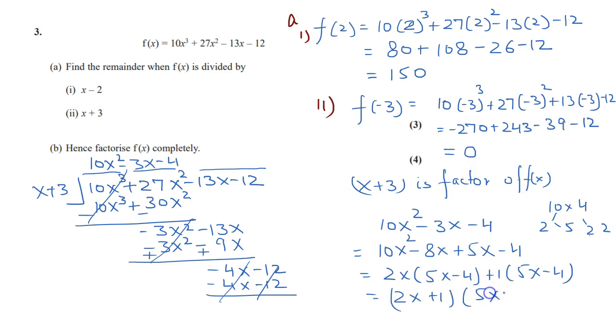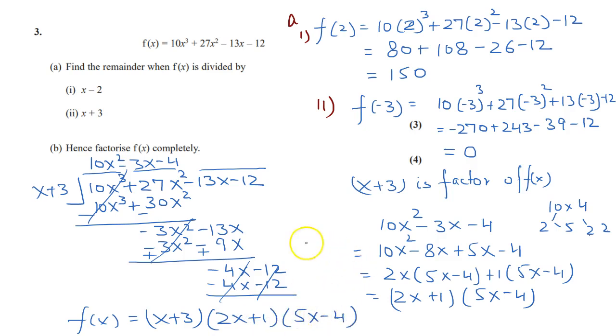and 5x minus 4. So we can say that f(x) is equal to x plus 3, 2x plus 1 and 5x minus 4. So that is the solution.